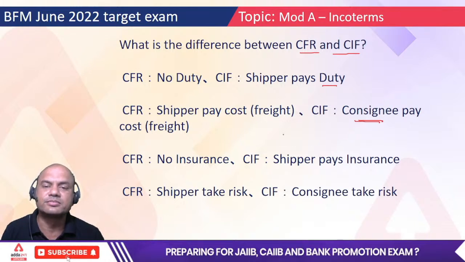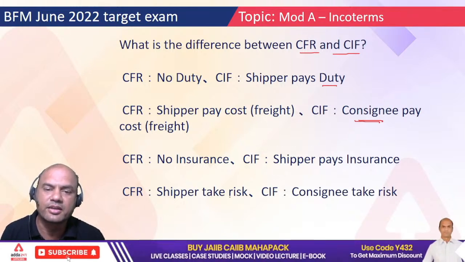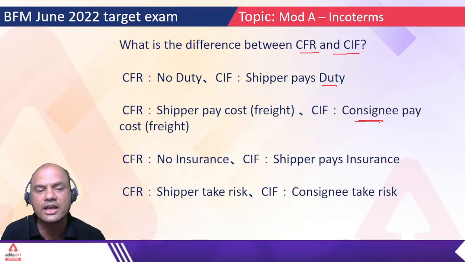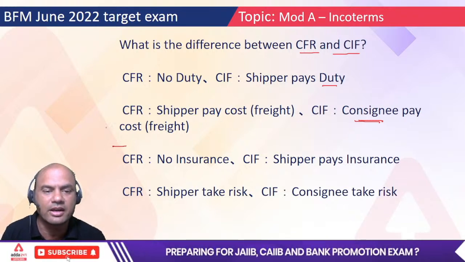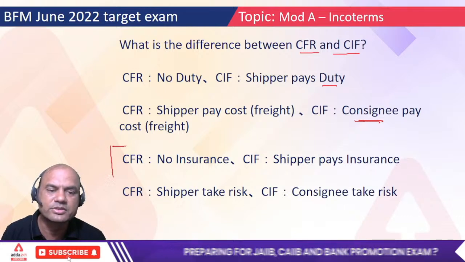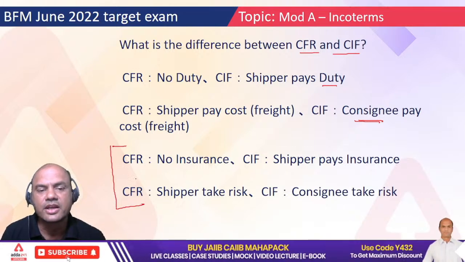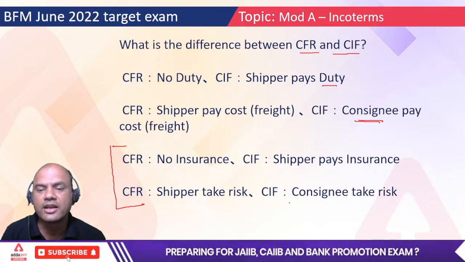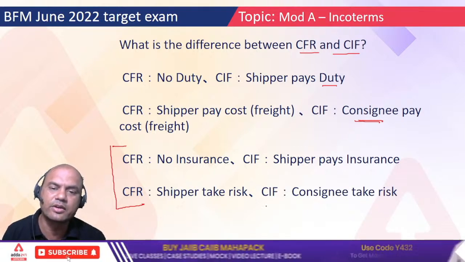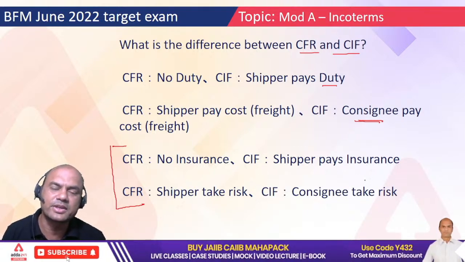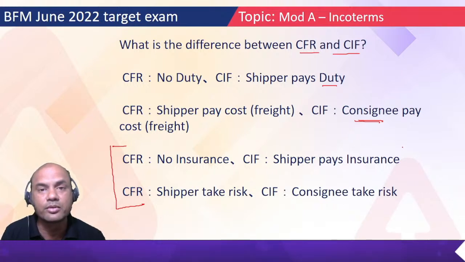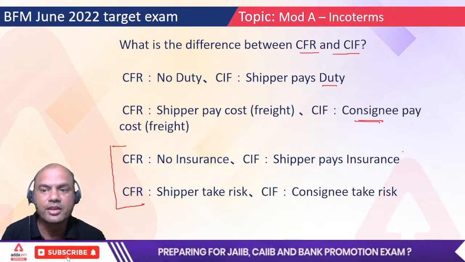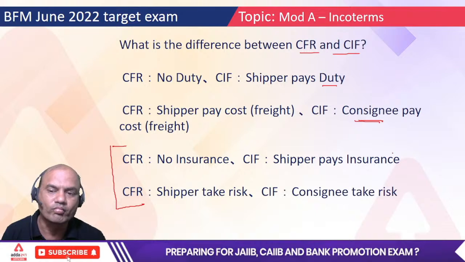So which is the one? A, B, C or D? I'll give you a hint. The hint is between these two. No insurance, insurance. In CFR, the shipper takes risk, and here the consignee takes risk. Either C or D. Which one? Type fast. We have to go, half an hour only, right? So type fast. Is it D?